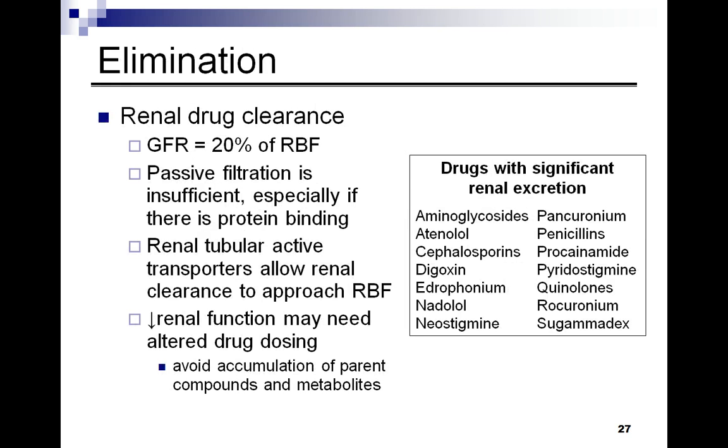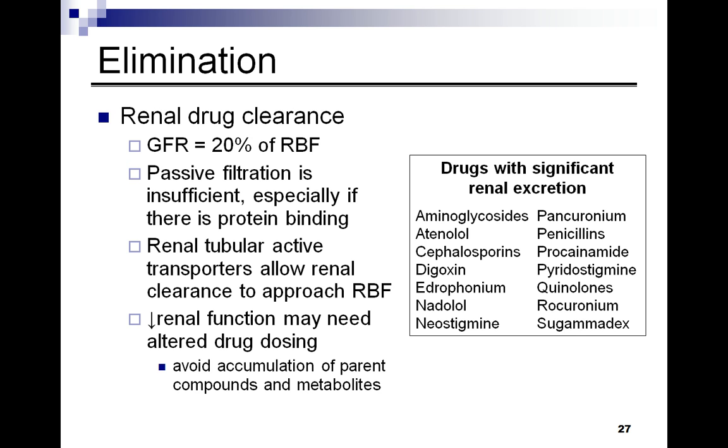Finally, we should talk about elimination. Elimination almost always happens via the kidneys. Now, it's important to know that renal drug clearance is comprised of more than just your renal blood flow. Your glomerular filtration rate is about 20% of your renal blood flow. And so just passively filtering drugs through the glomerulus is not sufficient to clear all of the drug that we need to clear. And especially if drugs are protein bound, which means they won't readily filter into the kidneys.